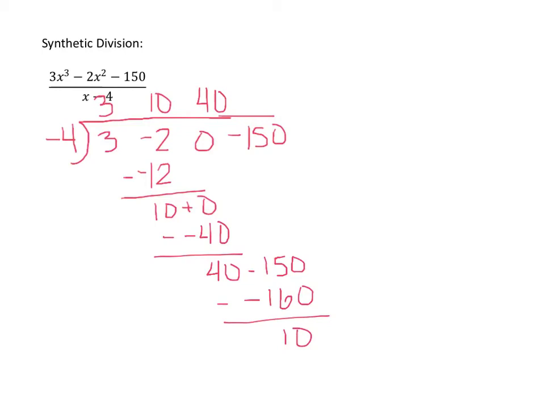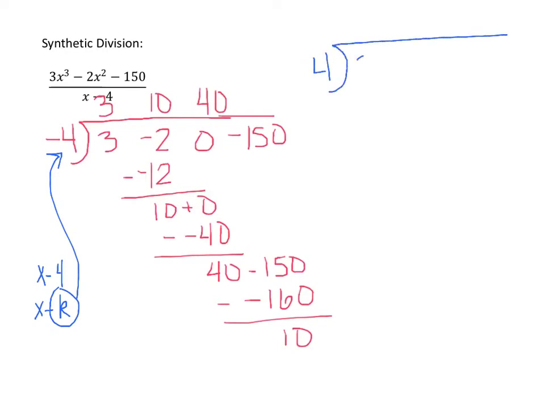So now what we'll do is condense it even further to what we actually call synthetic division. When we further condense it, we need to change a few things. First of all, we want to change this to a positive. So we're thinking of this x minus 4 as x minus k, and we want k here. So it will just be 4. We still have 3, negative 2, 0, negative 150.